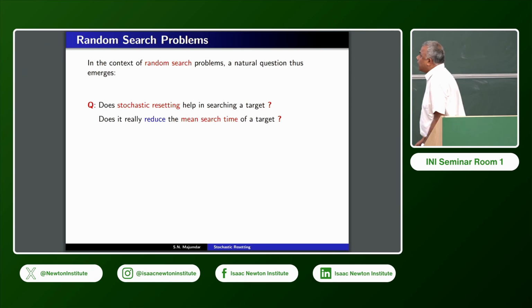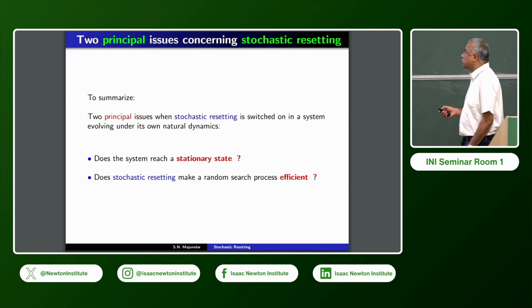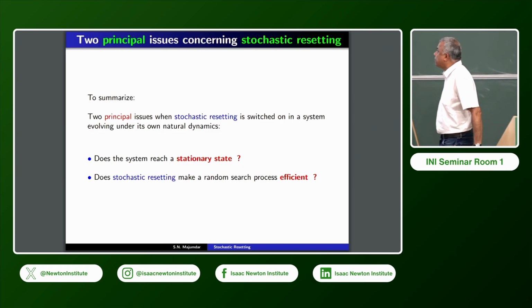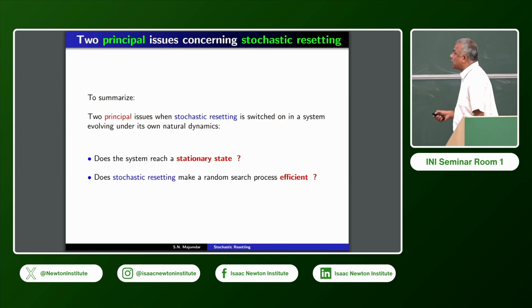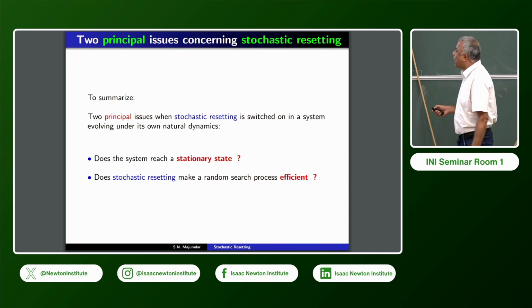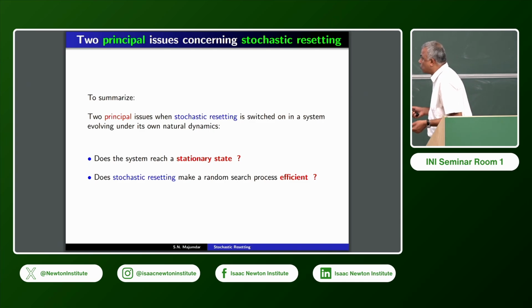Okay, let me just summarize so far. Essentially there are two principal issues for a system with its own natural dynamics. Imagine any system, it is very general. You can have any system with its own natural dynamics, and once in a while you do the stochastic resetting. That means you go back to the initial configuration after some random time. And so the two questions are: does the system reach a stationary state at long times? And if so, how do we characterize the stationary state, or how does it approach the stationary state? And the second thing is: does the stochastic resetting make a random search process efficient? So these are the two questions we wanted to understand.